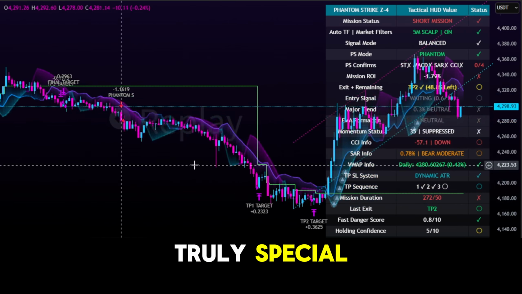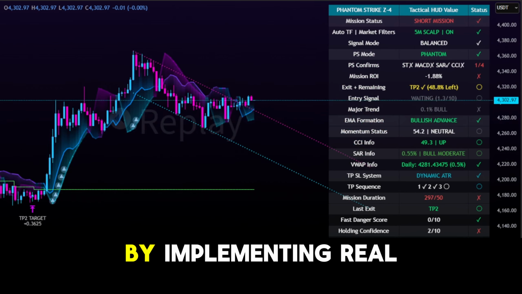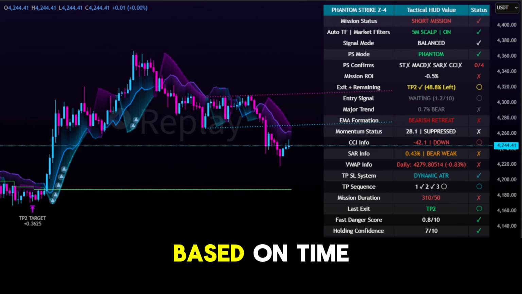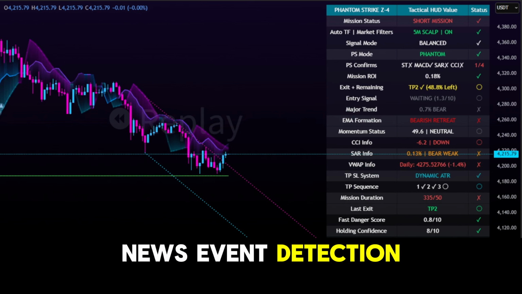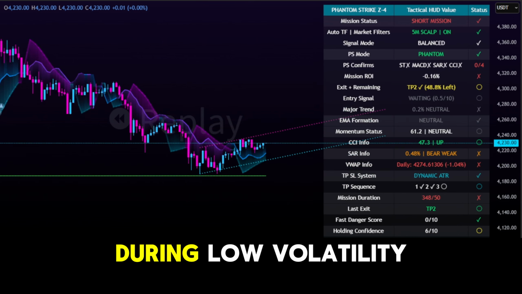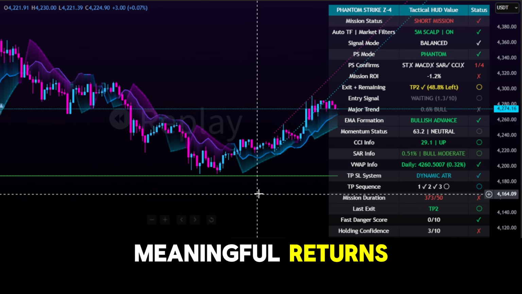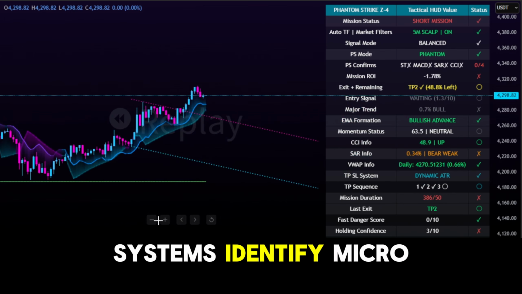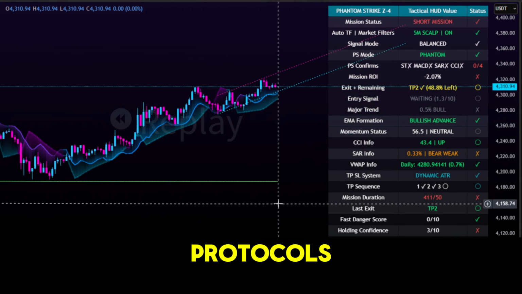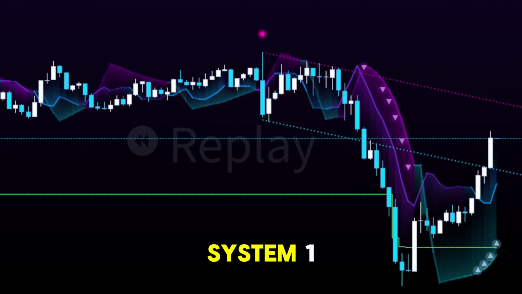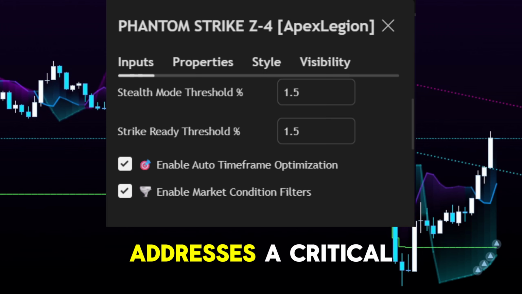What makes this truly special is that it approaches market analysis differently from static trading approaches by implementing real-time parameter adjustment based on time frame characteristics, market volatility conditions, news event detection, and weekend gap analysis. During low volatility periods, where traditional strategies struggle to generate meaningful returns, Z4's adaptive systems identify micro-opportunities through formation analysis and systematic patience protocols.